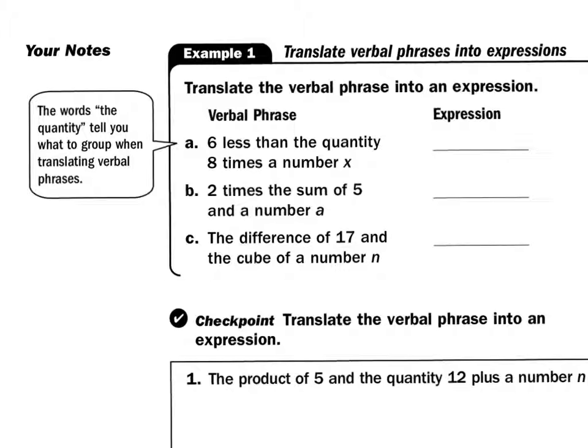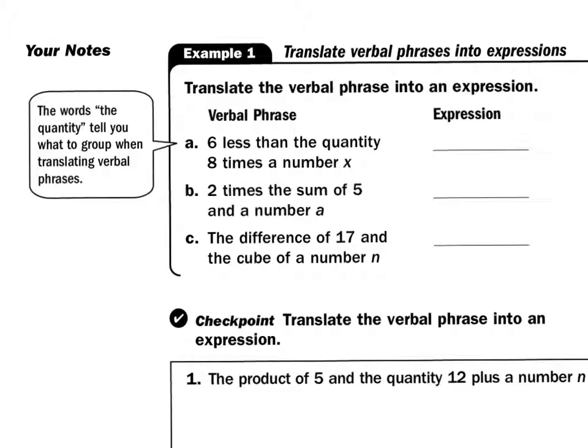Let's look at example 1. We're going to translate a verbal phrase into an expression here. Our first verbal phrase, and we have a note off to the side that says the quantity. When you see the word the quantity, you're going to be grouping something. Okay? In this case, we're not really grouping anything. It's grouping itself with a variable, but you need to be aware of looking for things like the quantity of, or the quantity when translating something into an expression.